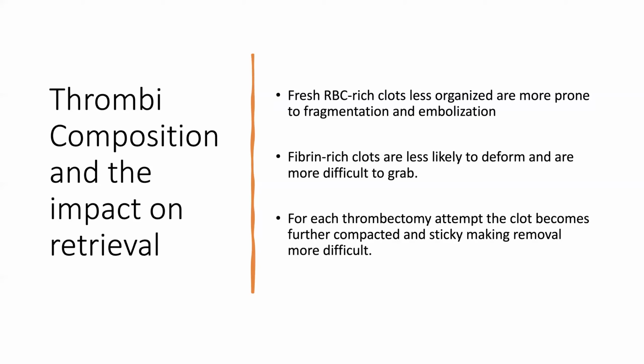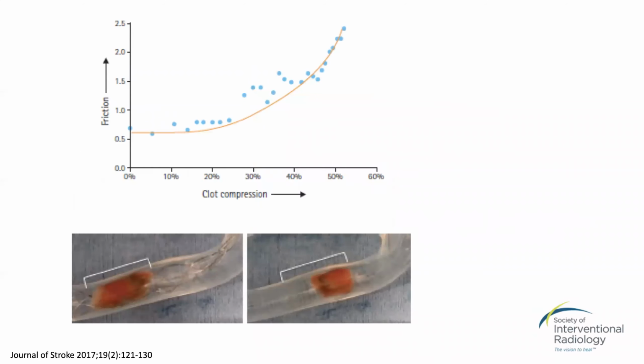So these can be very difficult to pull out. And then for each thrombectomy attempt, the clot becomes further compacted and it becomes more sticky, making removal a lot more difficult. So this is a little diagram here taken from the Journal of Stroke in 2017. You can see here as you increase the number of attempts at thrombectomy, the clot becomes more compressed here. On this, you can see how it becomes more compressed with more attempts at retrieval. And when it becomes more compressed, you actually increase the friction here. So it becomes very, very hard to take out.